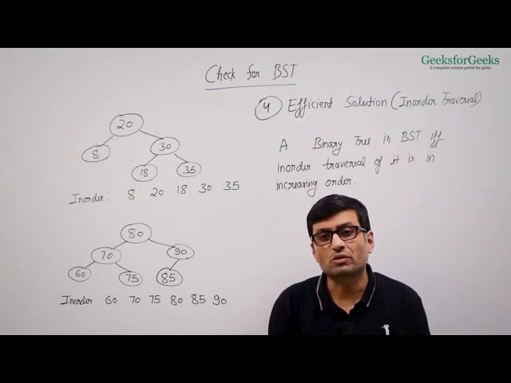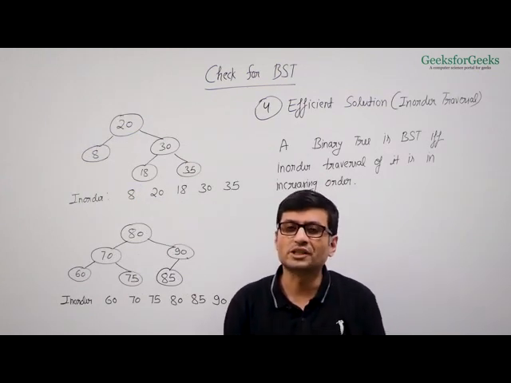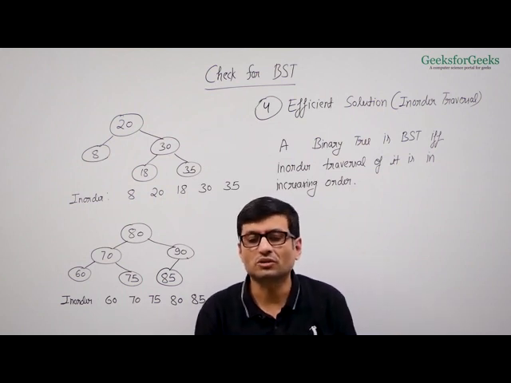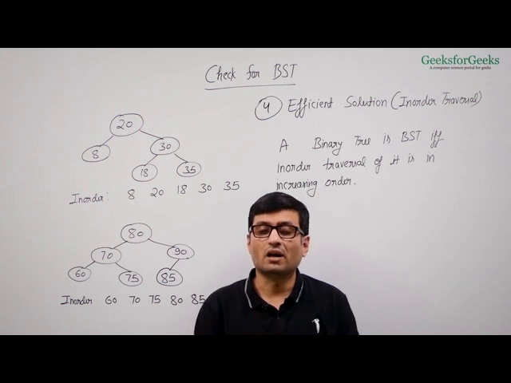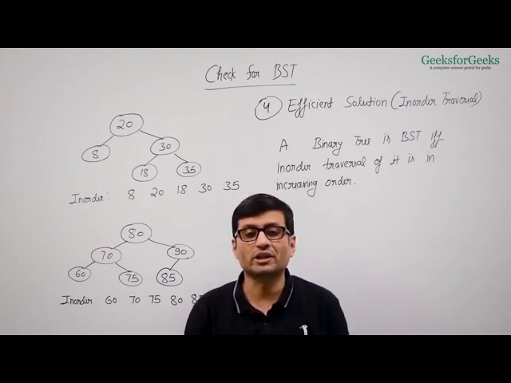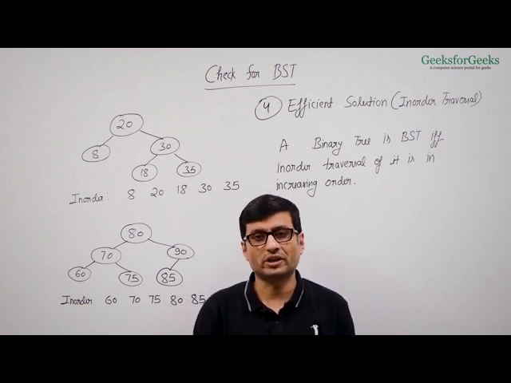Let us now talk about the fourth solution for the is BST problem. This solution is also big O of n, and this is based on this fact: a binary tree can be a binary search tree if and only if its in-order traversal is sorted.